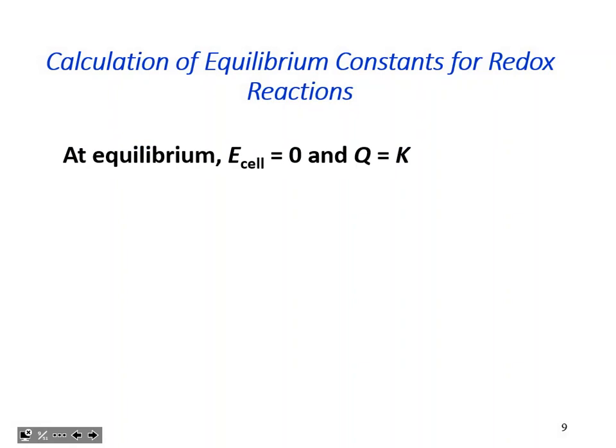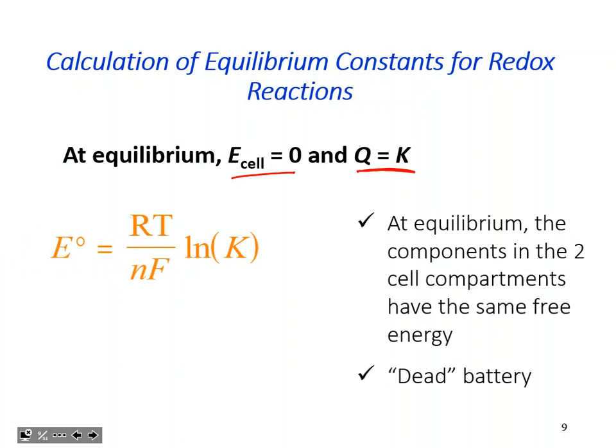Now, at equilibrium, you can derive a different equation to use from the Nernst equation. Basically, you put in that at equilibrium, the E cell is 0, it's basically a dead battery, and K, of course, equals Q. So you can substitute them into the Nernst equation and then rearrange everything. And at equilibrium, the components in the two cell compartments have the same free energy. So that means delta G is now 0 as well, and you basically have your dead battery because you have no directional flow of electrons.